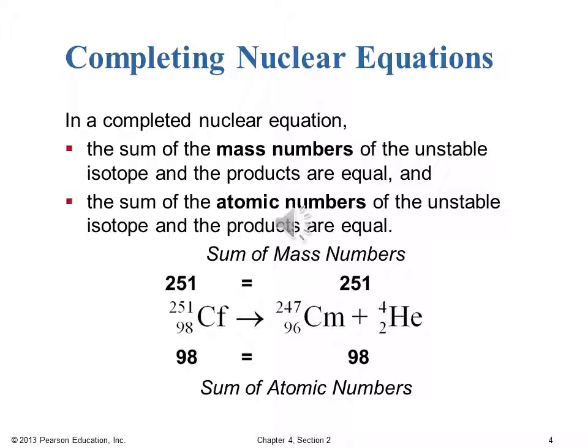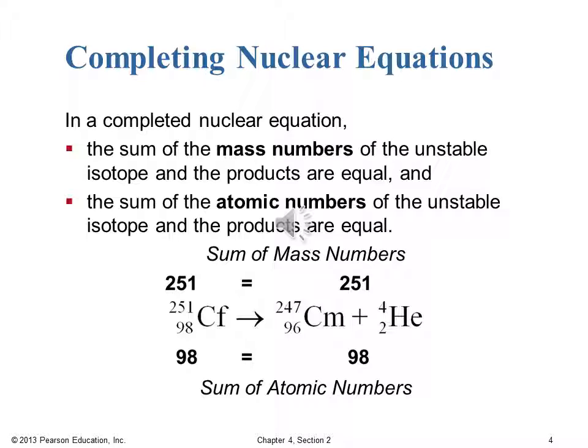So here we see a different example: californium-251 decays by alpha emission to give curium-247 plus helium-4. So 251 on the left for the mass number equals 247 plus 4 for a total of 251 on the right. And then 98 on the left for the atomic number equals 96 plus 2 on the right, 98 total for the products. So this gives you a way to double check your work, make sure that you've done careful calculation for the mass number and the atomic number.